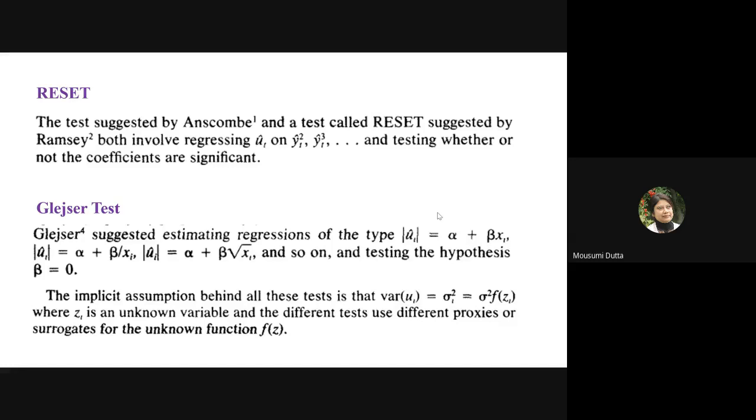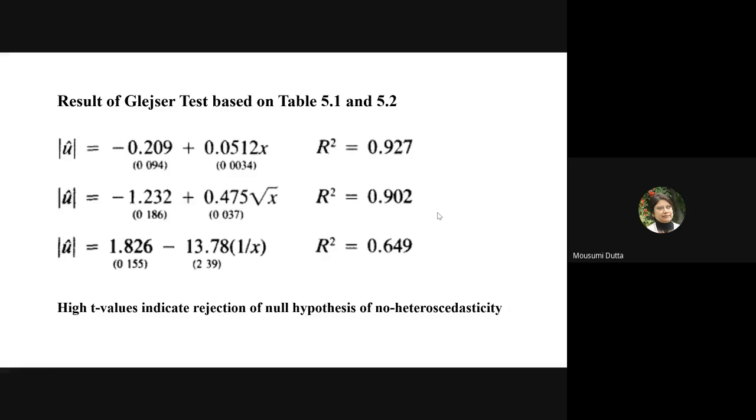Okay. So, using the table, you have run this Glejser test as well for your practical things. Run the Glejser test as well. Okay. You will get interesting results. The results will be like this, based on table 5.1, 5.2, if you run all these things using Excel, you will get all these results.